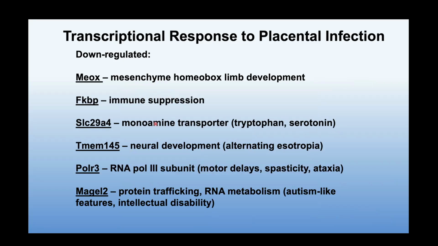But here we see some of these that are related to neural development. For instance, these genes here, which are downregulated, are all related to neural development, and mutations in these genes cause neurological effects in humans. And so we're very interested in that because this is in the placenta. It's not in the fetal brain. This is the placental response. So we're very interested in how these would affect fetal brain development.